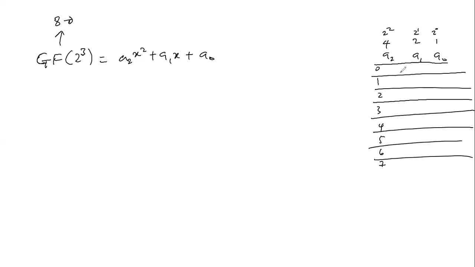So let's just get this going. Zero is turned on, all zeros. Then 1 is turned on, 1, 0, 0. 2 is turned on, 0, 0. And 3 is turned on, 1, 1, 0. 4 is turned on, 1, 0, 0. 5 is turned on, 1, 0, 1. Now 6 is turned on, 1, 1, 0. Then all are turned on. So this is also going to give us the same distribution for this extended field.